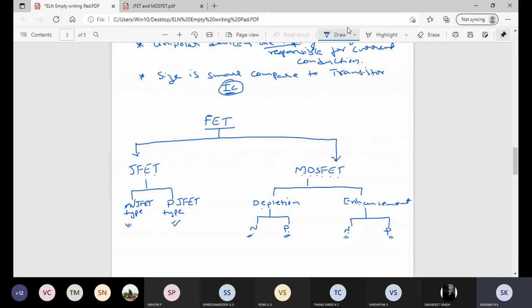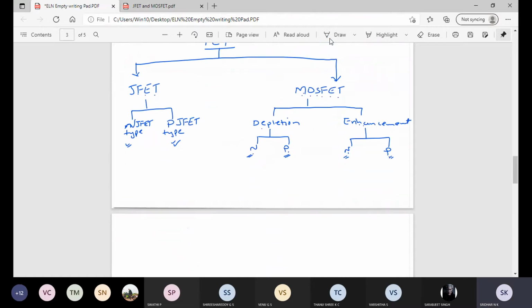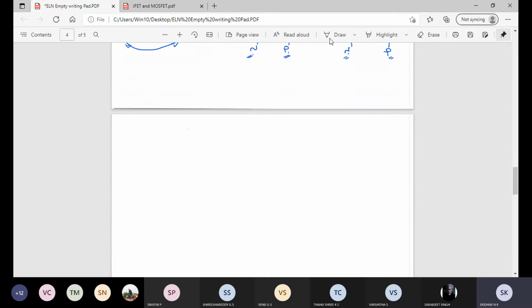Now we'll start with JFET. Any doubt till here? No, sir. Right. We'll move on to JFET because that is the first part which we are going to study. We are going to complete this first and then move on to MOSFET. So if you see JFET, I'll start with construction. Construction of JFET.